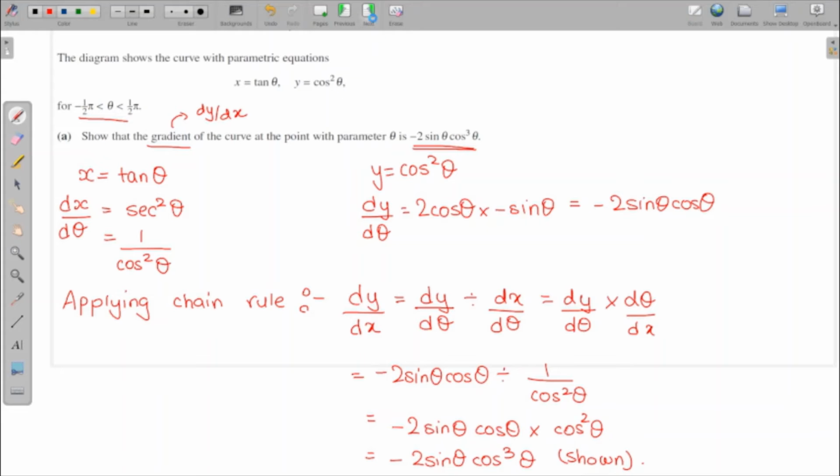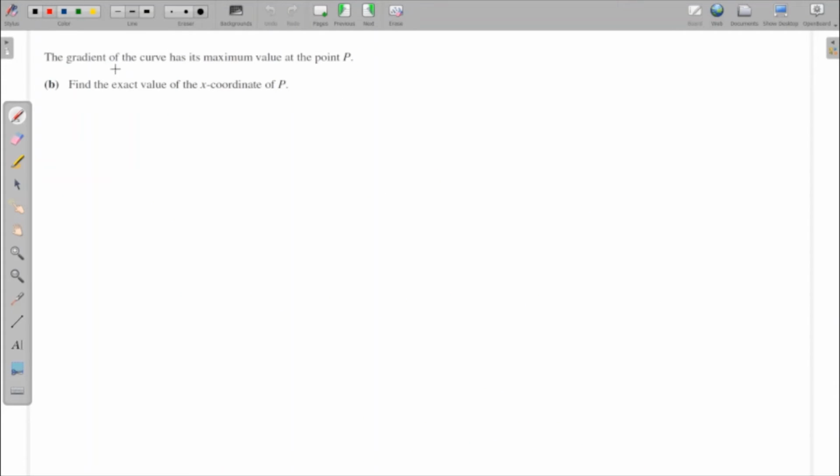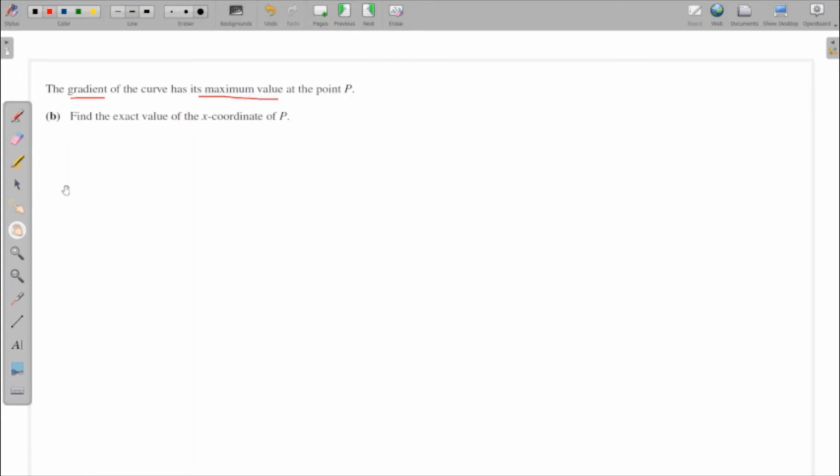Okay, now let's move on to the next question. So they have said that the gradient of the curve has a maximum value. The gradient has a maximum value at point P. So since the gradient has a maximum value at this point, we can say that the second derivative of this equation will be equal to 0 at this particular point.